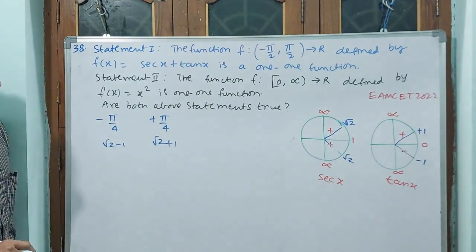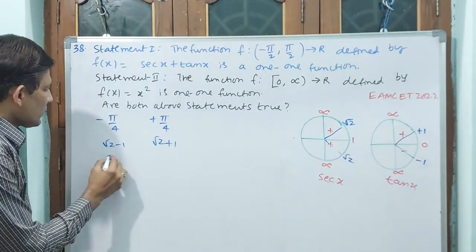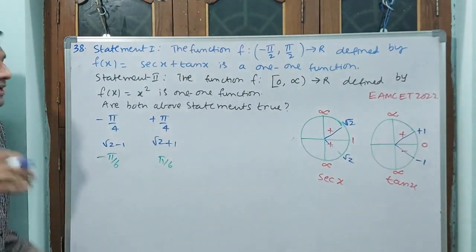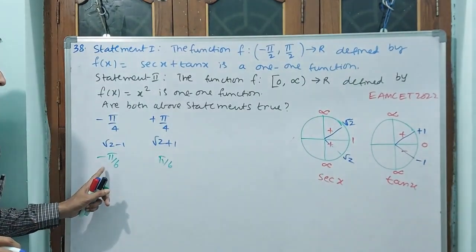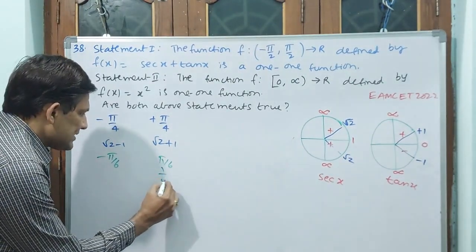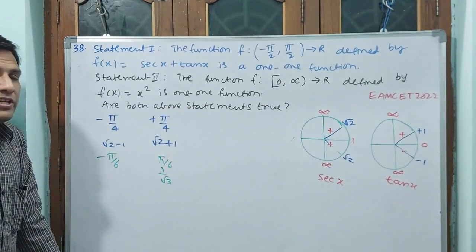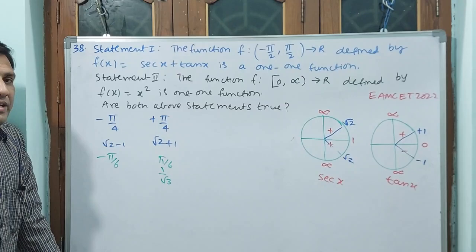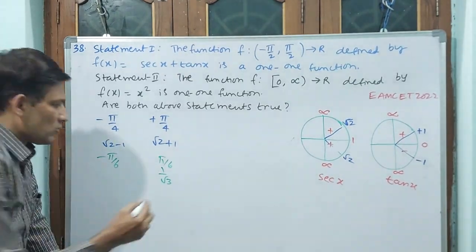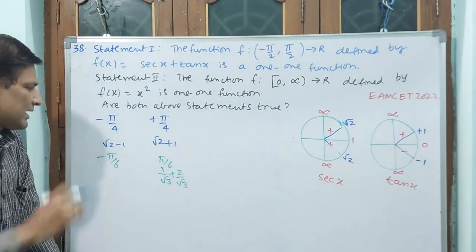Okay, another thing. Pi by 6 value. Shall I write pi by 6, minus pi by 6, plus pi by 6? Okay. Let me see plus pi by 6, 30 degree. Tan 30 degree is plus 1 by root 3. Secant 30 degree. See, cos 30 is how much? Root 3 by 2. Secant 30 is 2 by root 3. Plus 2 by root 3.